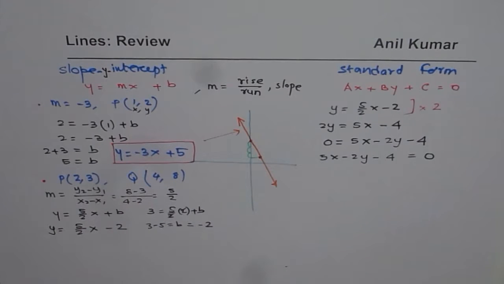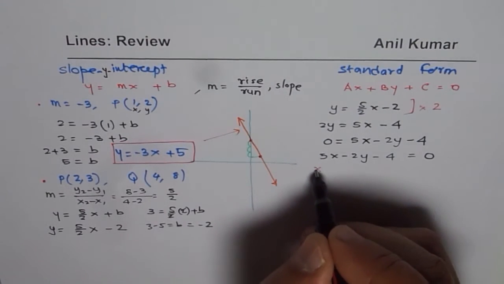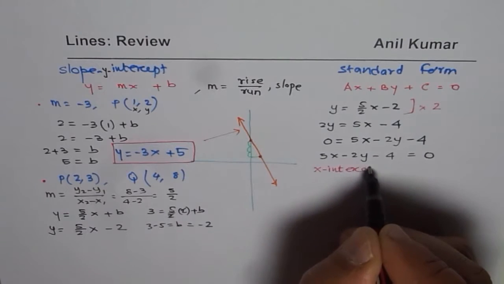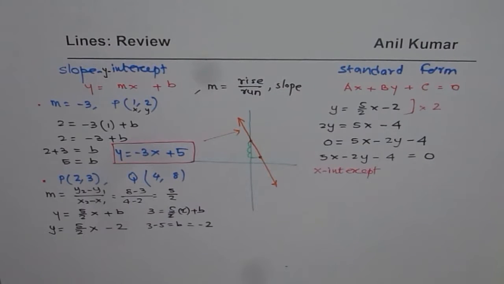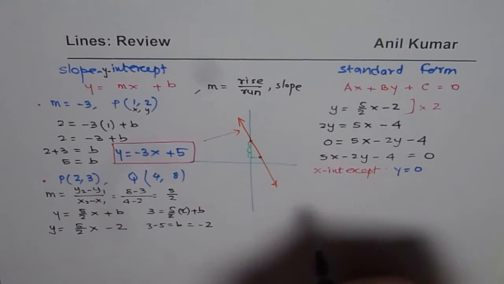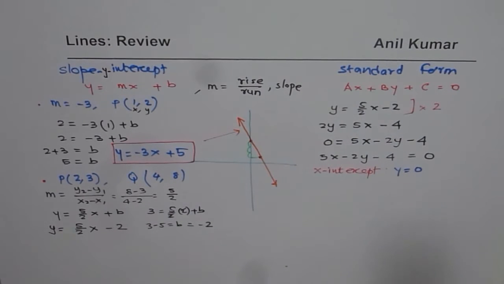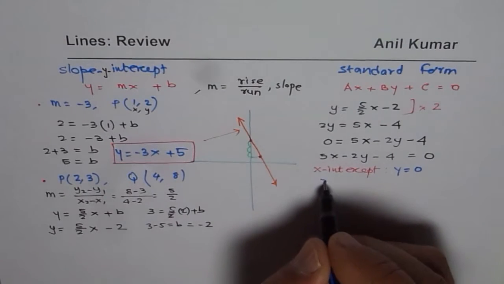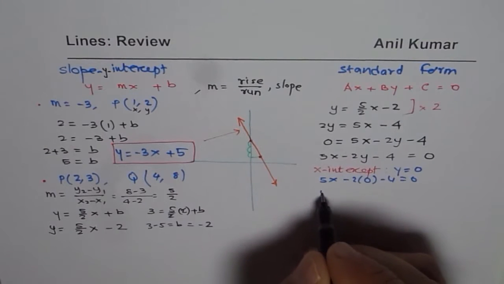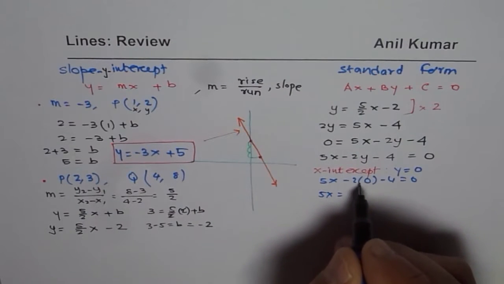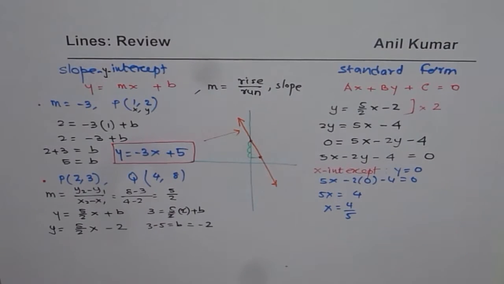Now, if you are given an equation in standard form, sometimes you may be asked to find intercepts, right? So let us find the x-intercept. You know the y-intercept for this line is minus 2. We'll find that also. X-intercept is a point where y equals 0. So if I substitute y equals 0, I get 5x minus 2 times 0 minus 4 equals 0, so we get 5x minus 4 equals 0. Now we can solve it. So we get 5x equals 4, taking 4 on this side, x equals 4 over 5. So that becomes the x-intercept.